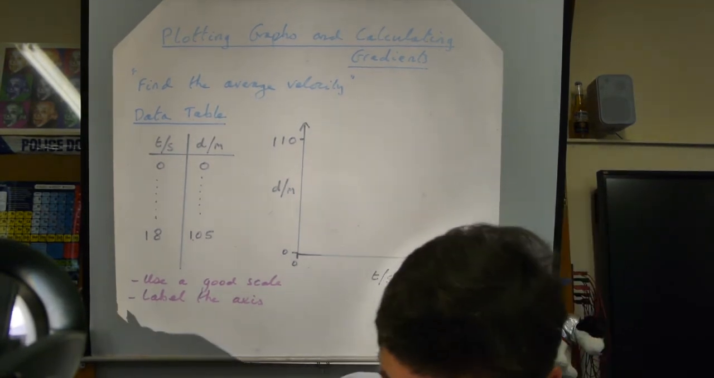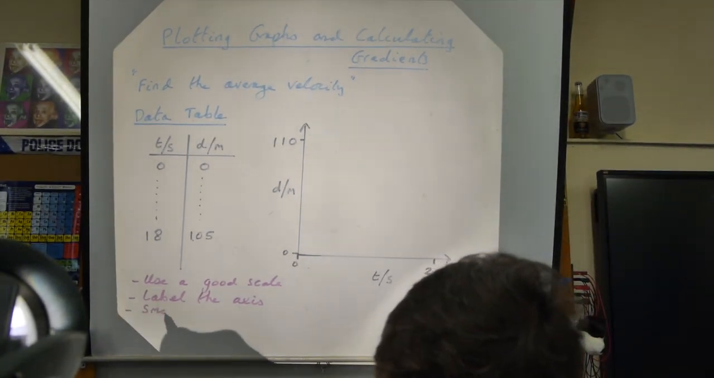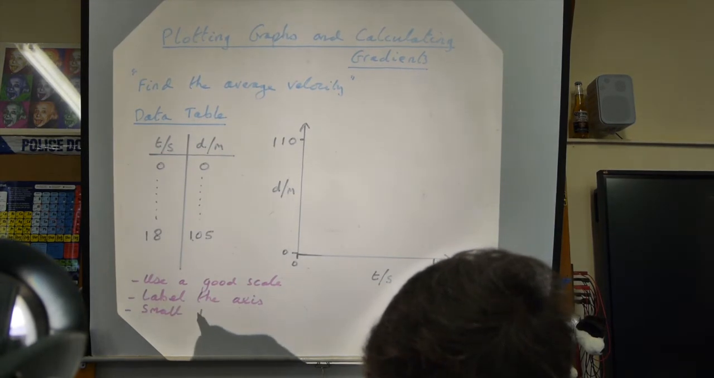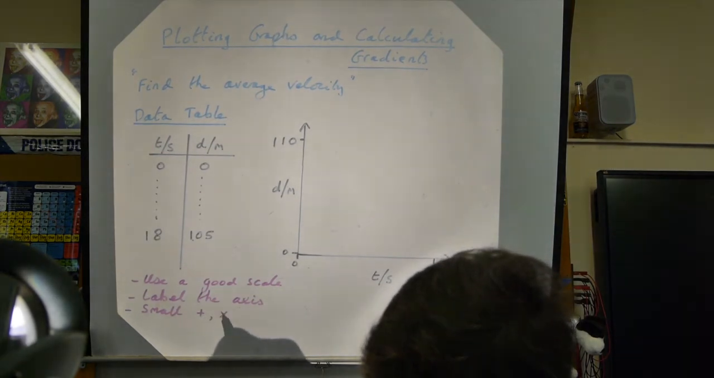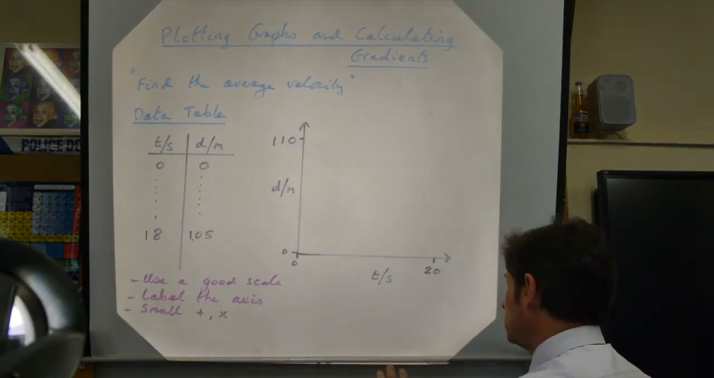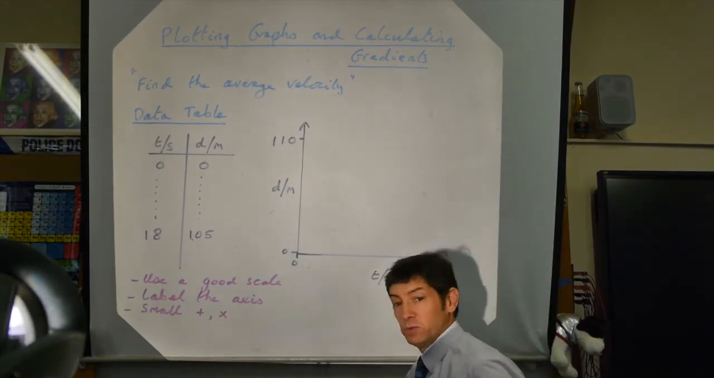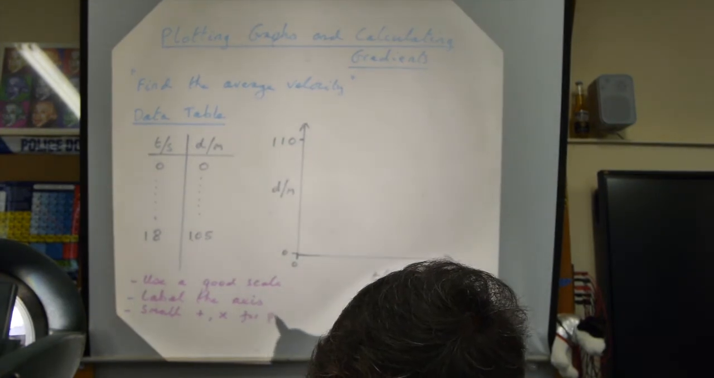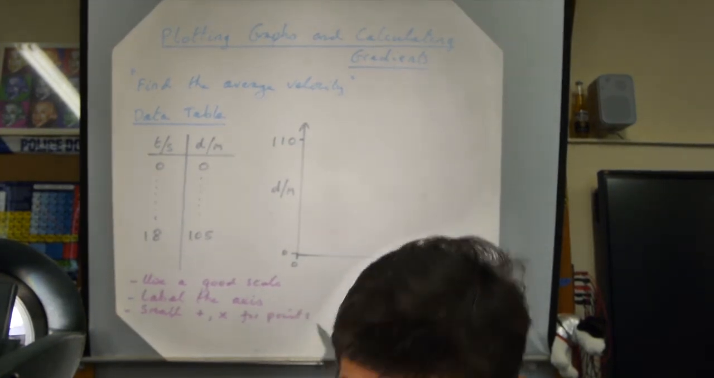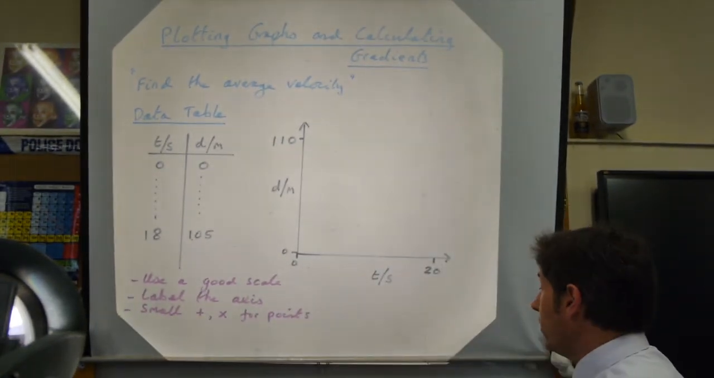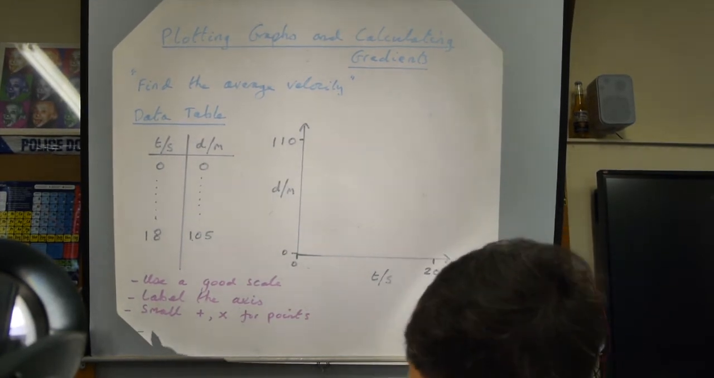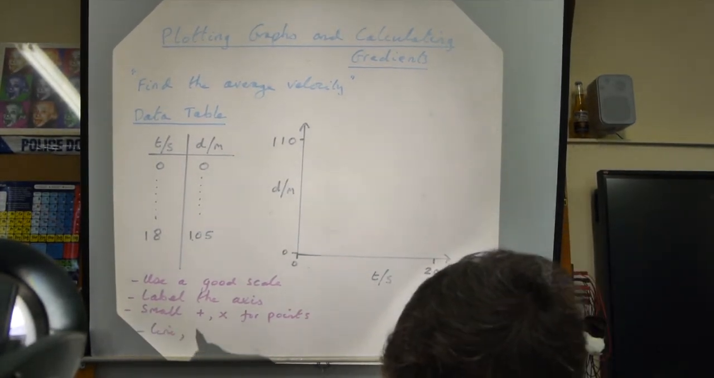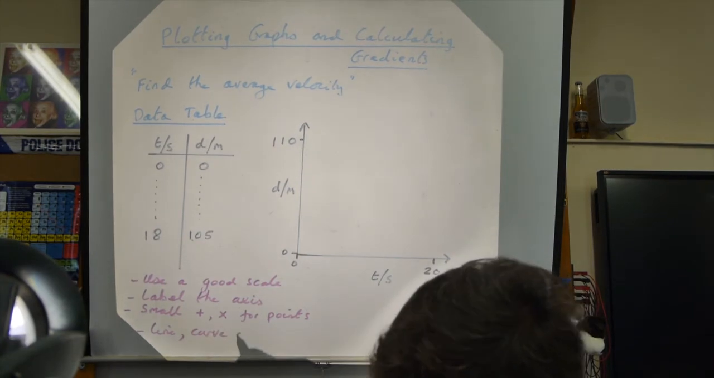And then we're going to plot our points. Some people use small pluses, some people use crosses. There is a good reason for using either, to be honest with you. Okay, for the points, and we'll do that in a second. And then finally, you want the line or curve of best fit.